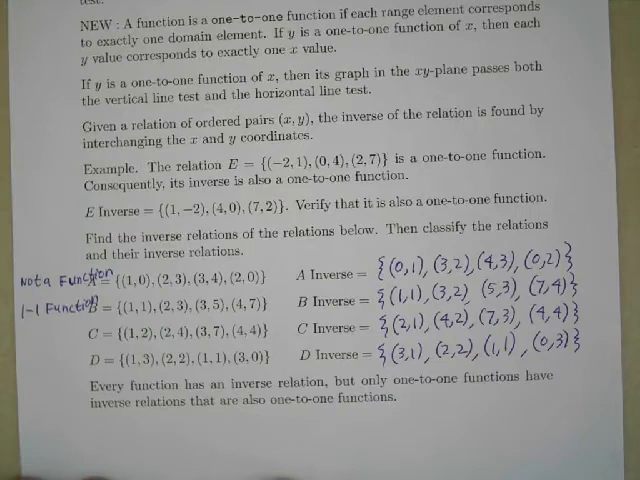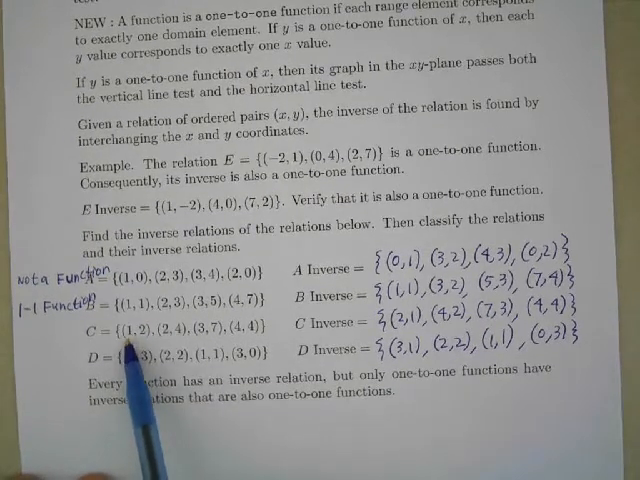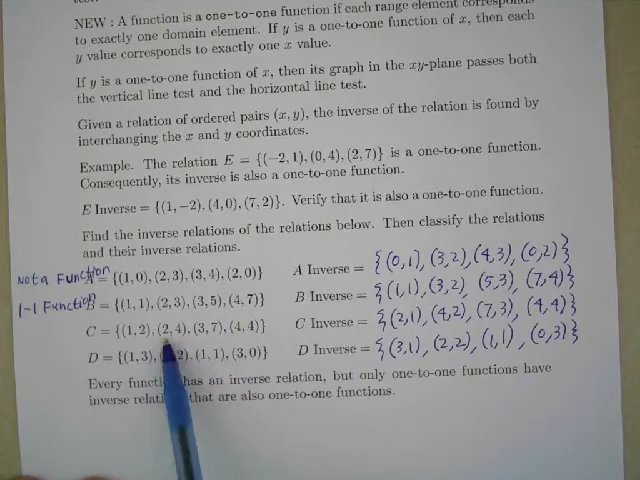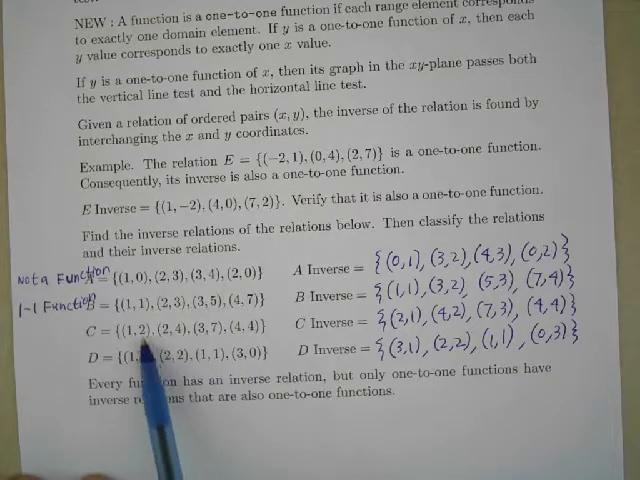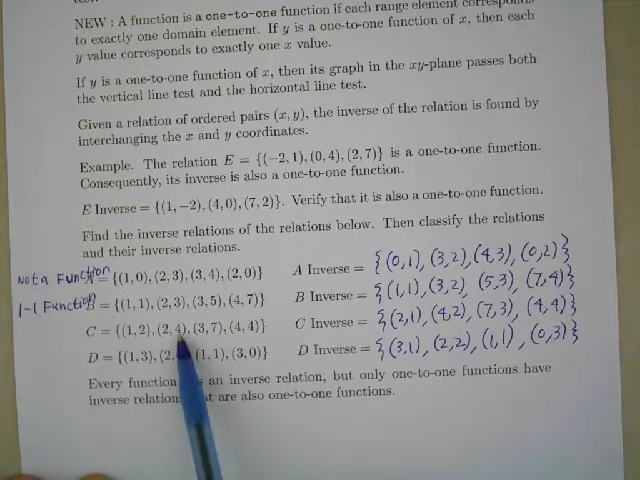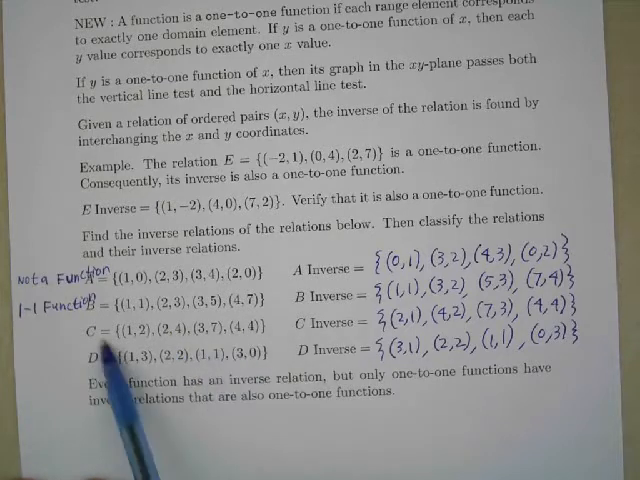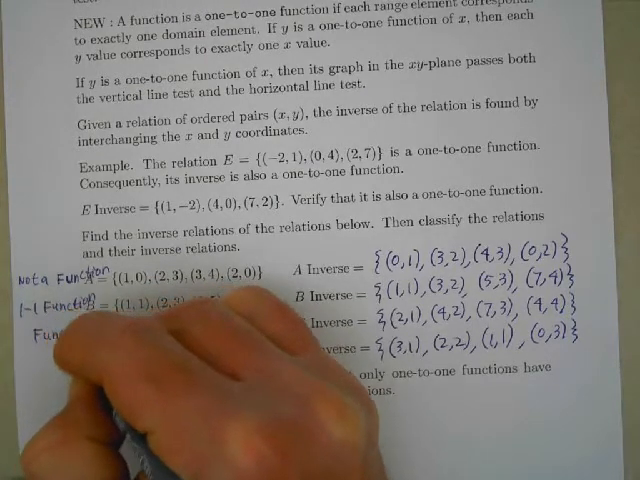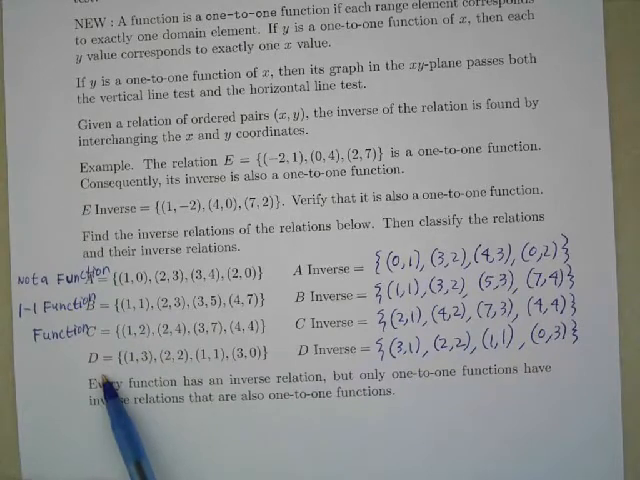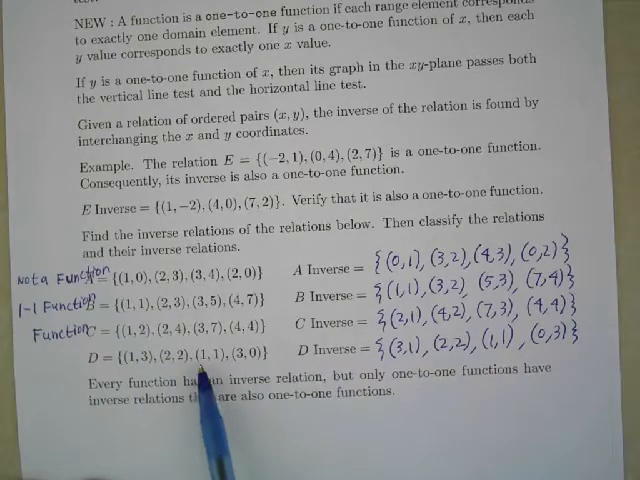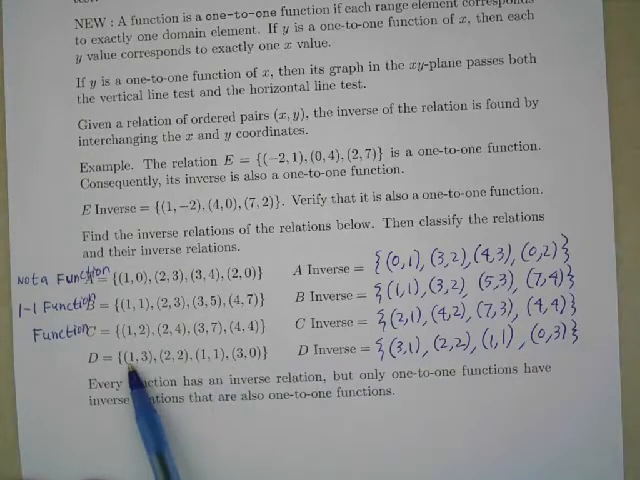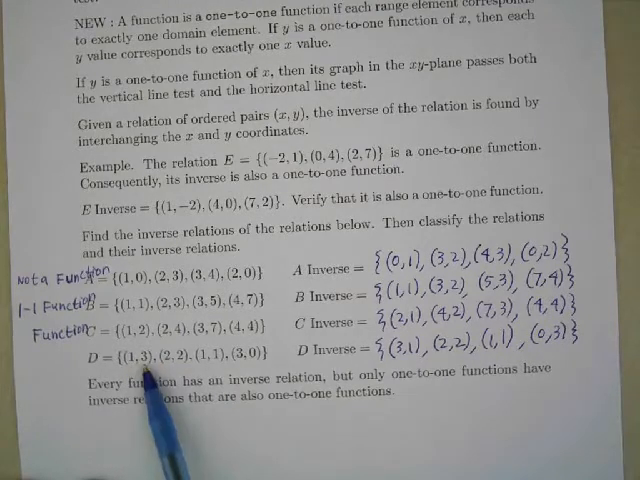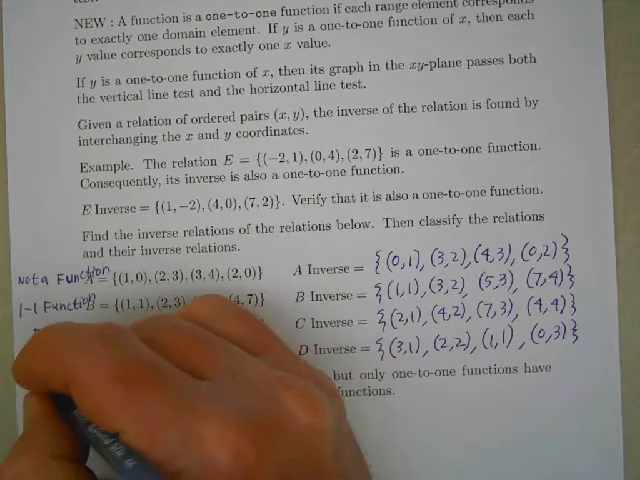And then relation C, the domain elements 1, 2, 3, and 4 each occur only once, so this is a function. When we look at the range elements, however, we see that the range element 4 corresponds to two different domain elements. So this is a function, but it's not a one-to-one function. So I'll just label it as function. And then relation D, the domain elements 1, 2, 1, and 3. The domain element 1 appears more than once. The domain element 1 corresponds to two different range elements, so this is not a function.